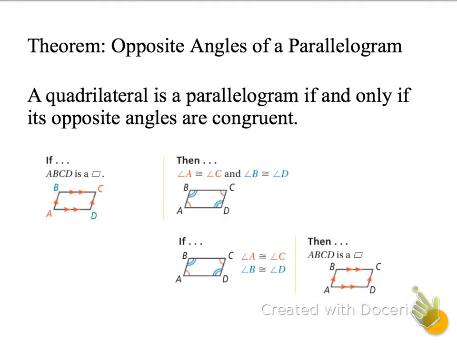Okay, opposite angles. Angles that sit across from each other. A quadrilateral is a parallelogram if and only if the opposite angles are congruent. So now we just have the opposite angles being congruent. If you have a parallelogram, that means my opposite angles are congruent, or the reverse: if I have my opposite angles being congruent, it means it's a parallelogram. And I'm going to show you the explanation.